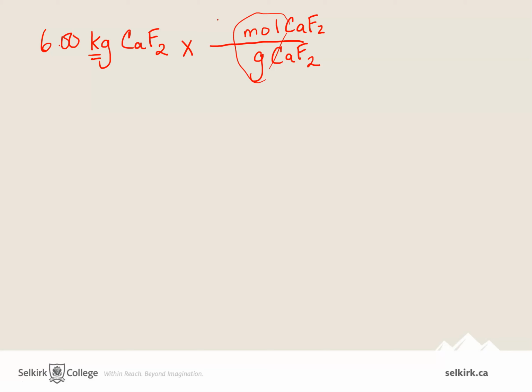Grams per mole, that's the molar mass, which I already calculated, 78.08. So grams of calcium fluoride is going to cancel with grams of calcium fluoride, and I'm left with kilomoles of calcium fluoride. Kilomoles? Sure, why not? If I can have a kilogram, why can't I have a kilomole? All right, now I'm going to go back to my map and continue on from there. But what I'm going to suggest is you calculate the theoretical yield for yourself first to give you confidence. Pause the video.